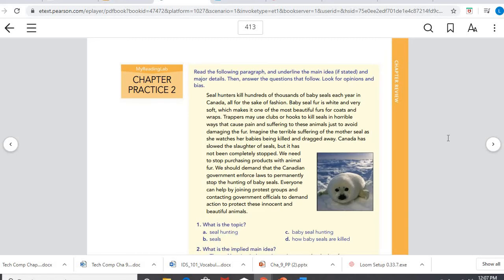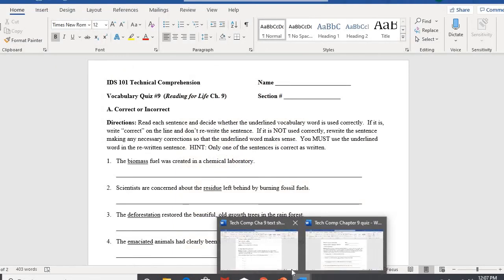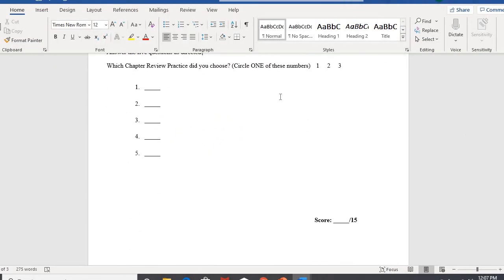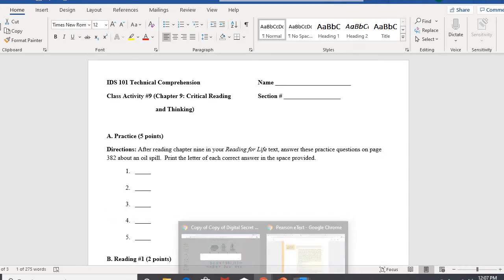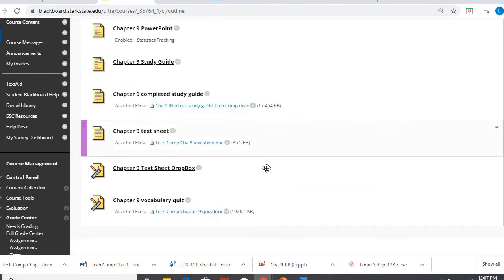All right, so for part E on your text sheet, you are either going to read, again, this is real uplifting, about baby seals being killed in practice 2, or you're going to read about rainbows in practice 3. Whichever one you want to focus on, it's going to be very similar to the questions we just answered. Make sure you tell me, are you doing 2 or 3? And then do your responses there. When you are done with your text sheet, you will have a Dropbox in the Chapter 9. You'll see the Chapter 9 text sheet Dropbox, and that is due Monday, April 13th.